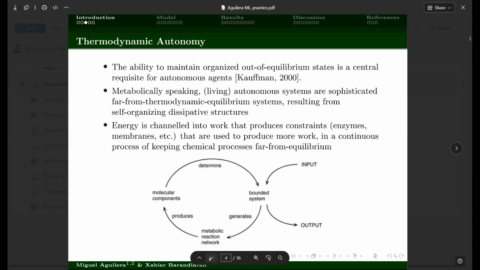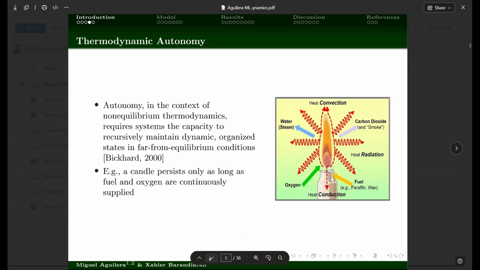And the maintenance of this dissipative out of equilibrium structure is a fundamental aspect of life, of autonomy, and also of agents. So there are not that many formalizations of this idea. One interesting one is by Bickhard in the 2000s, in which he described autonomy in terms of non-equilibrium thermodynamics as the capability to recursively maintain dynamic organized states far from equilibrium. He exemplified this idea with a candle, which continuously needs a supply of fuel and oxygen to maintain its activity.